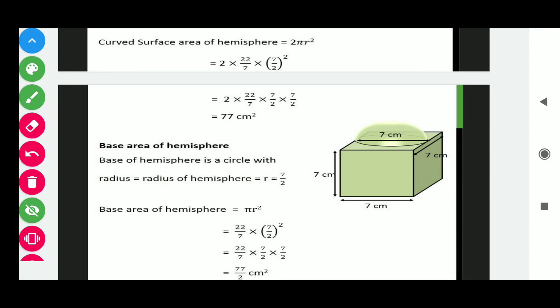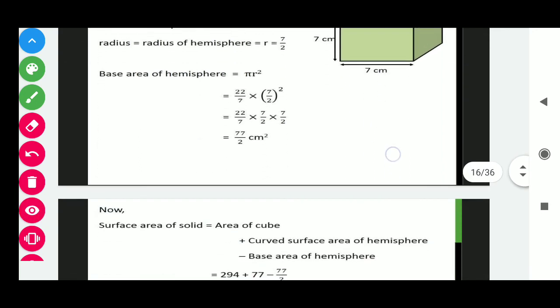So the base area of the hemisphere is a circle with radius equal to the radius of the hemisphere. So the base area of the hemisphere must be in the shape of a circle, and the area of a circle is pi r square. Pi is 22 over 7, radius is the same, 7 over 2. So by solving this we get 77 over 2 square centimeter.